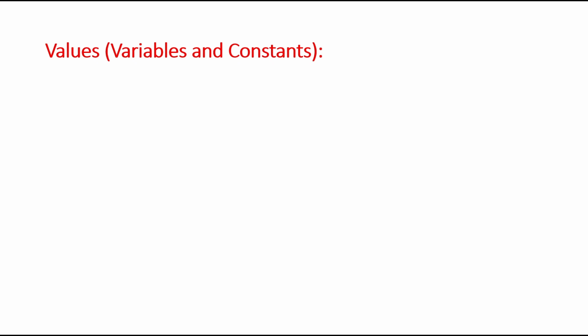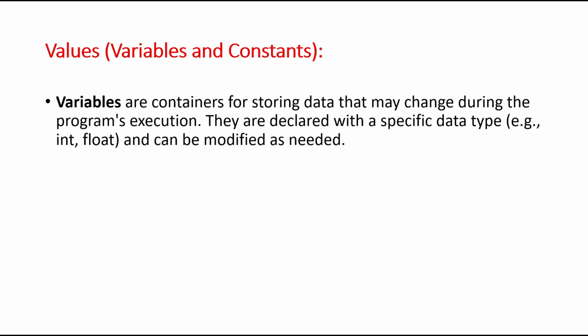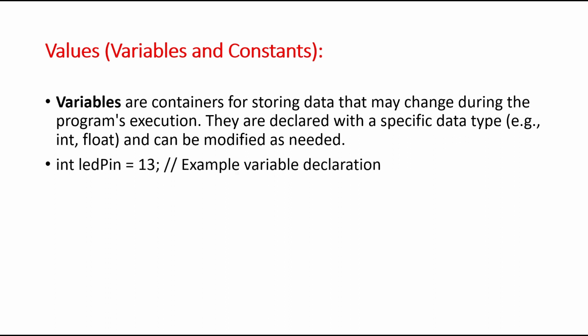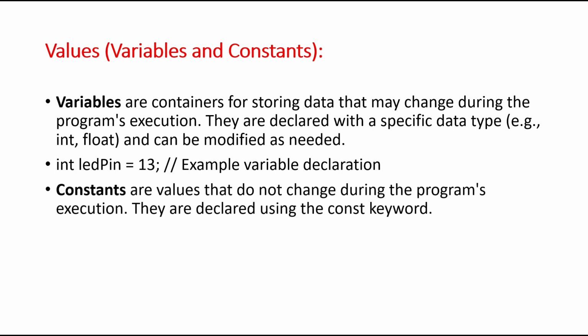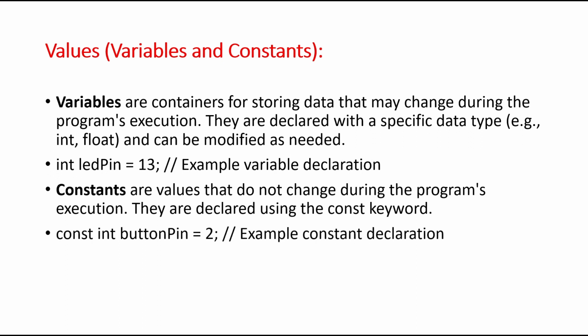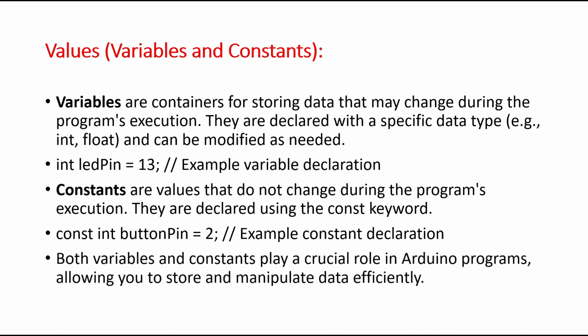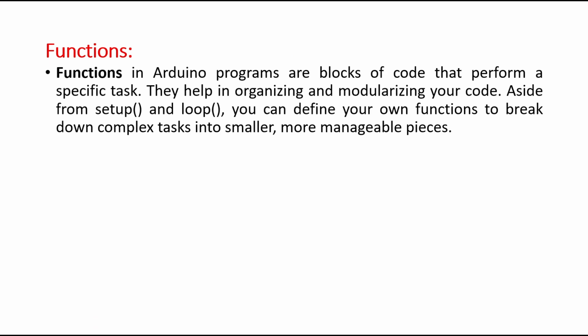Then we have values, where we have variables and constants. As the name implies, variables are the containers for storing data that may change during the program's execution. Example, int ledPin = 13. Then we have constants, which do not change during the program's execution and can be declared using the const keyword. So an example is const int buttonPin = 2. Both are important.